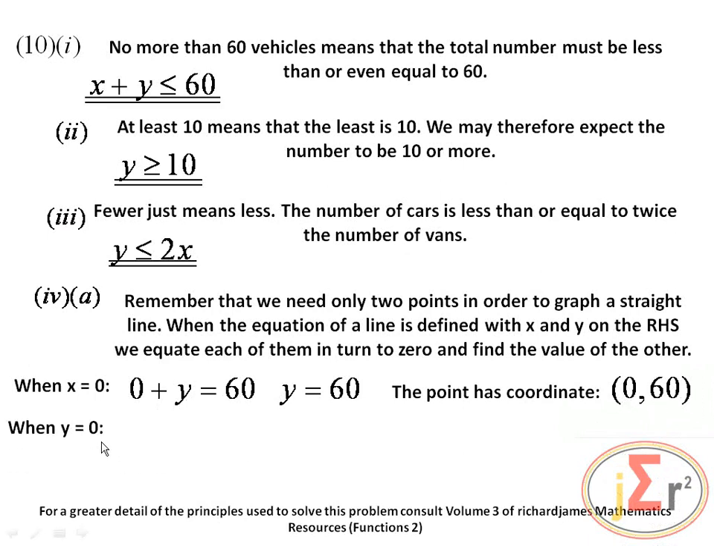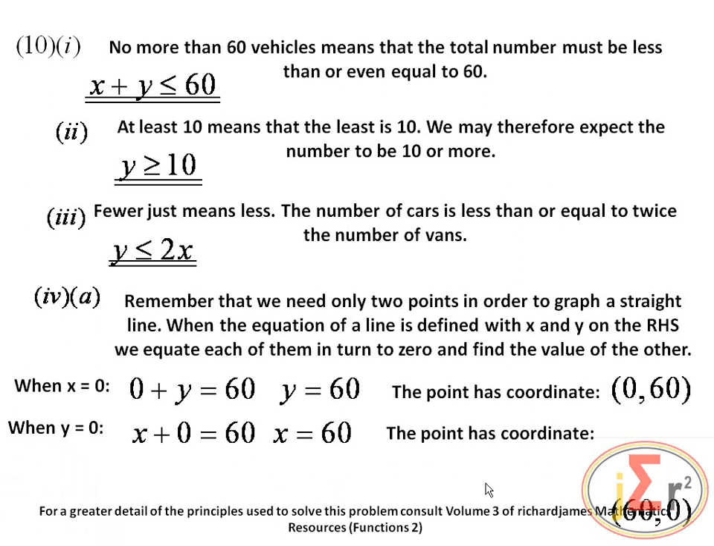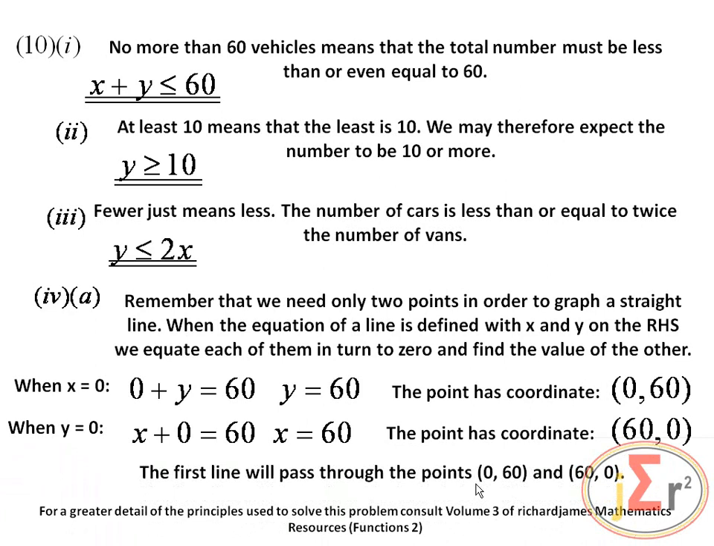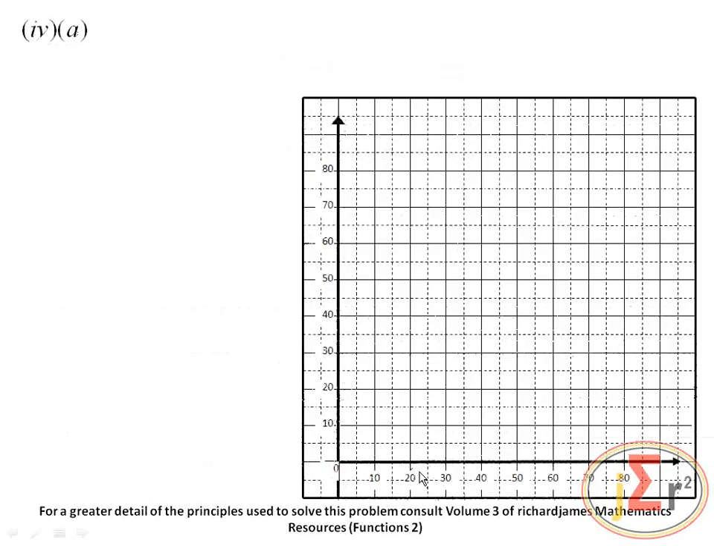And then if y is equal to 0, we equate the y part to 0, and that is also equal to 60. So that will cause the x to be equal to 60. So for that point, we have the x ordinate is 60 and the y ordinate is 0. The first line will pass through the points 0, 60 and 60, 0. So let us look at the graph and see how we may be able to plot those points.